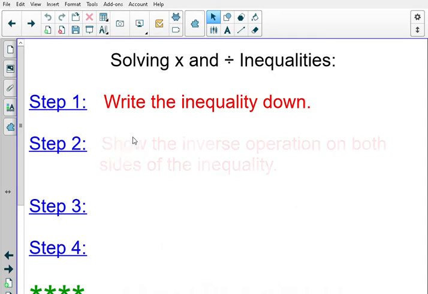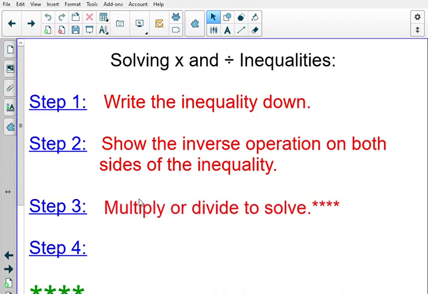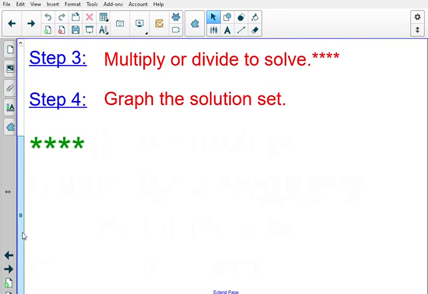Step number two will be to show the inverse operations on both sides of the inequality. Step number three is going to be to multiply or divide to solve. Notice we have some asterisks out here, so there must be something important to remember. And step number four is to graph the solution set. Let's take a look at what this important note we need to remember is.